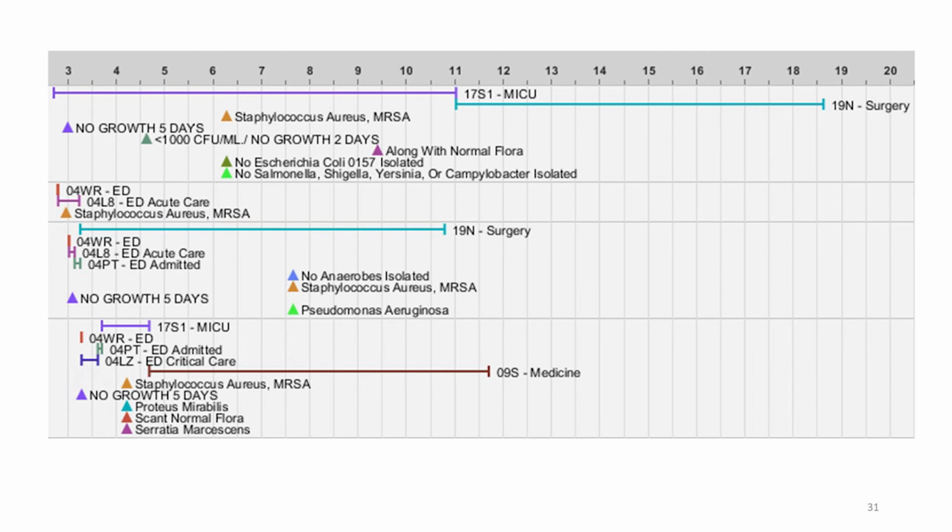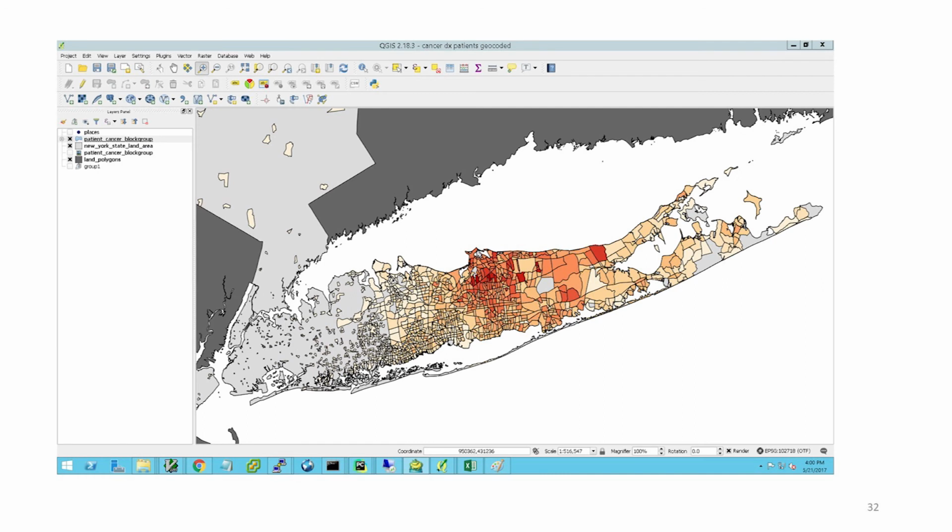Another way of looking at the data is that we can look at where the patients come from. So we have information in Health Analytics about the address of the patient. We use a technology called geocoding, which allows us to pinpoint where the patient is, and we can then aggregate where those patients are to what's called a block group, which is a unit that's used in census. And we can use a mapping tool to look at where the patients come from.